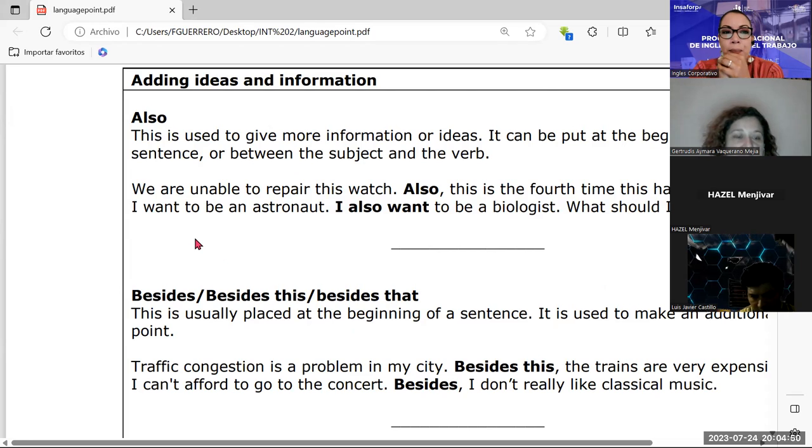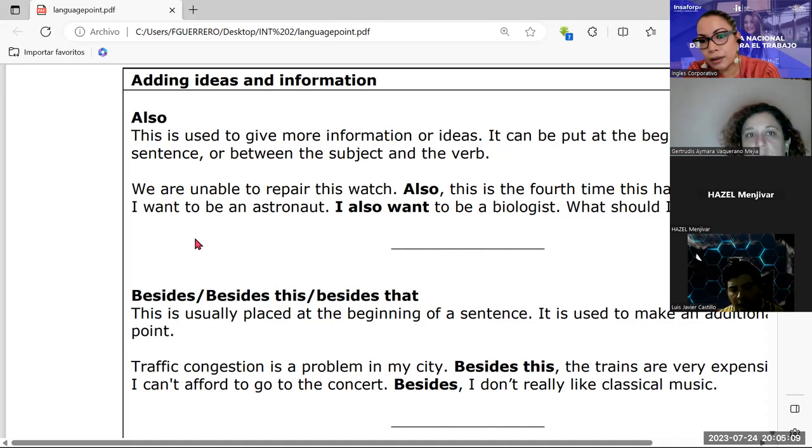As you can see, we have two examples using also. Also is used to add information, okay? That is a connector, and we use it specifically to add information. First example, we said unable to repair the watch, and also it is the fourth time that it has happened. So it's adding more information about the problem with the watch. And in the second example, it says, I want to be an astronaut. Also, I want to be a biologist. So it's adding information to one idea.